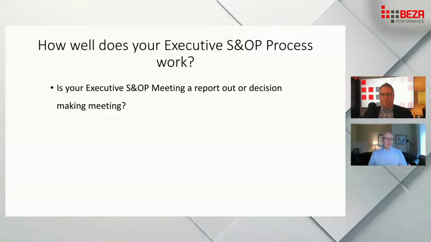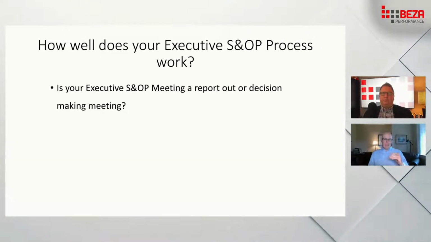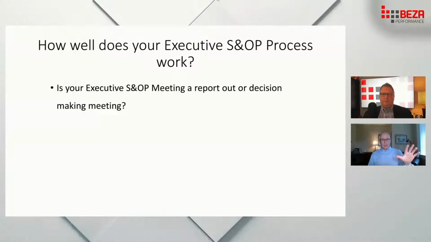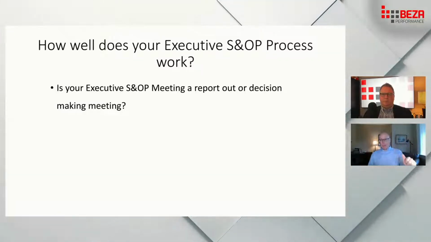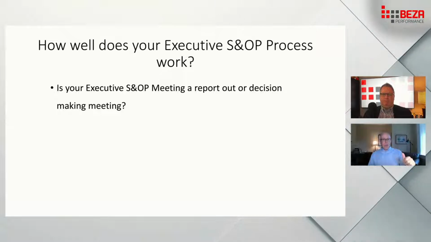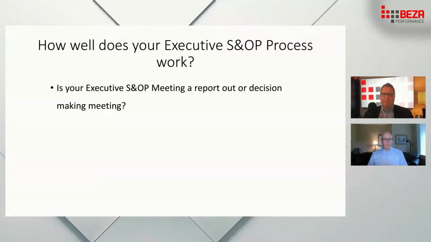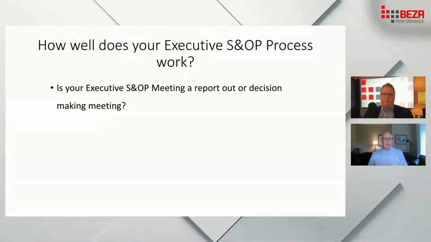I like to look at it from the executive S&OP meeting, that critical meeting that happens at the end of every month. It's the culmination of the whole process. When we look at that executive meeting, the first question I challenge people to ask themselves is, is our executive meeting a report out or is it a decision-making meeting? It should be a decision-making meeting. And if it's not, that's something you want to dig into. Why is that the case?